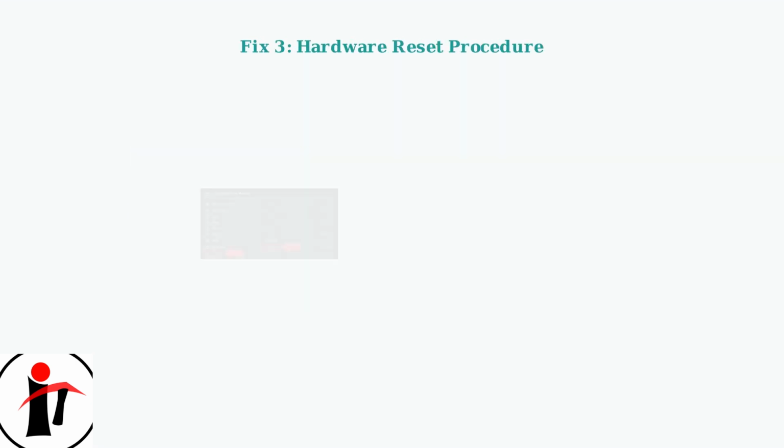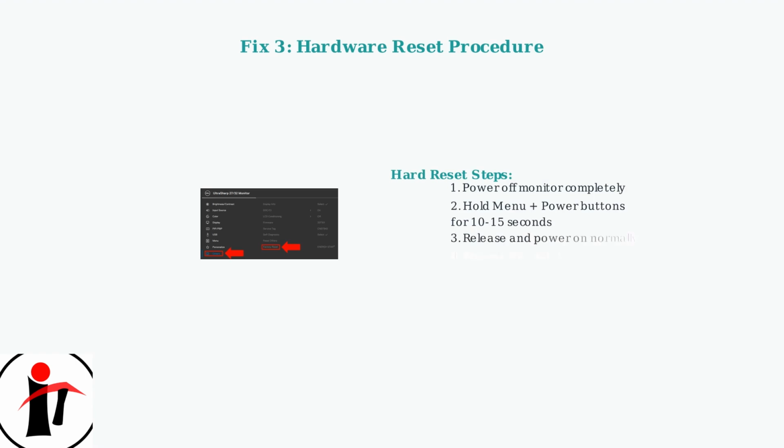When software fixes don't work, try a hardware reset. First, power off your monitor completely. Then hold both the menu and power buttons simultaneously for 10 to 15 seconds. Release the buttons, power on the monitor normally, access the OSD menu, and perform a factory reset.